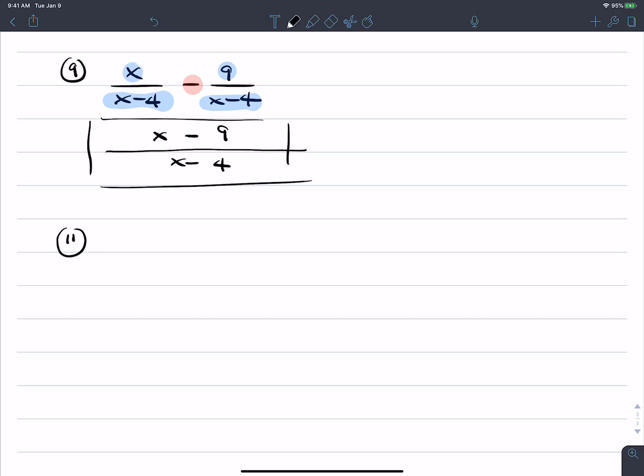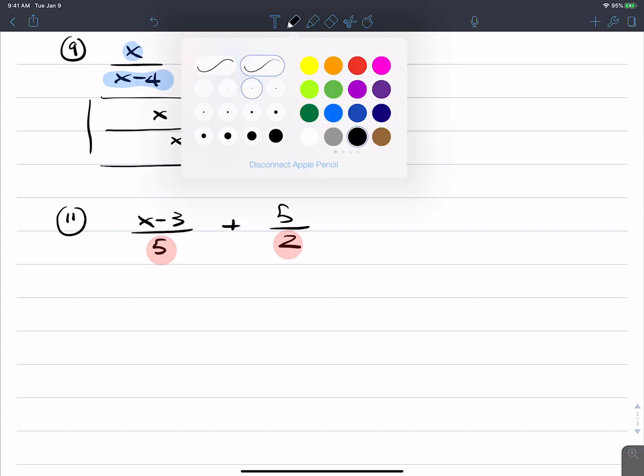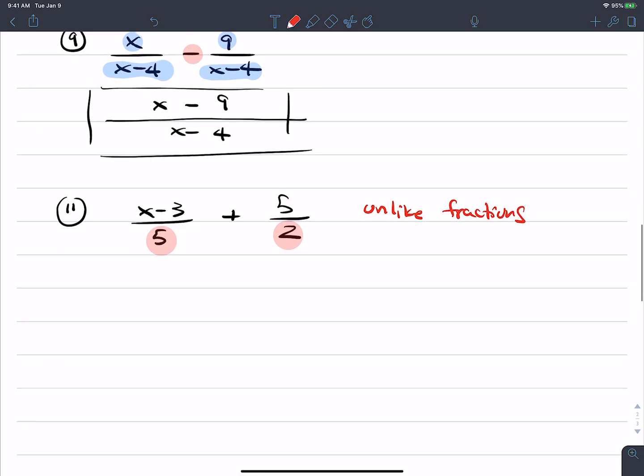Number 11, we have (x − 3)/5 + 5/2. Now, this is a situation where we notice that the denominators here are different. These are not like, so these are what we call unlike fractions. And whenever you have unlike fractions, you need the LCM of the denominators.